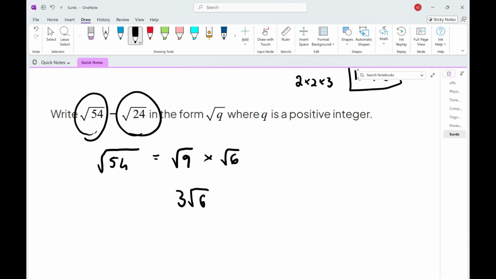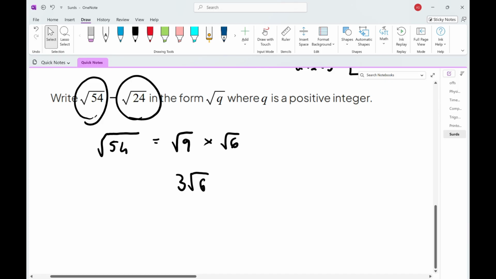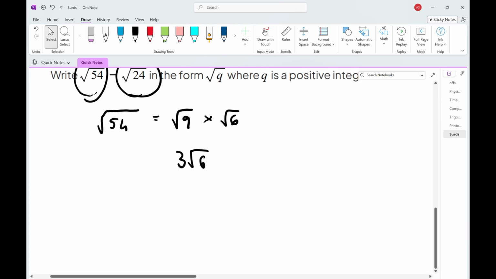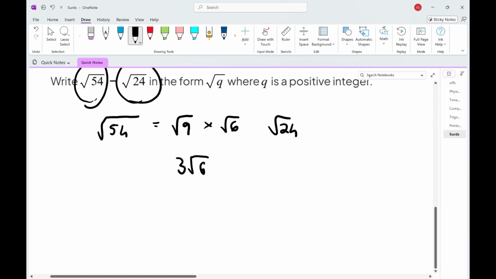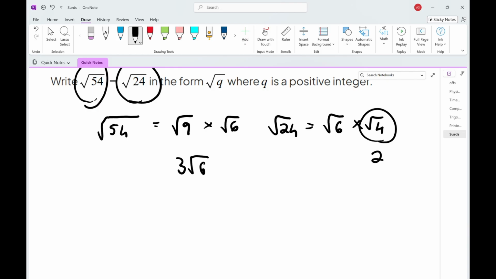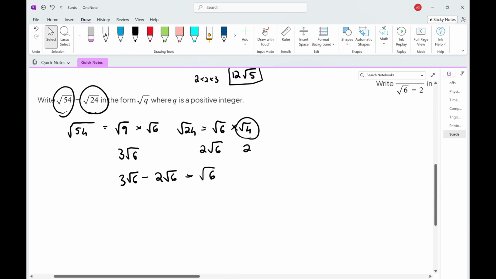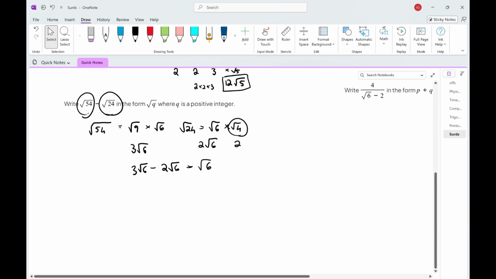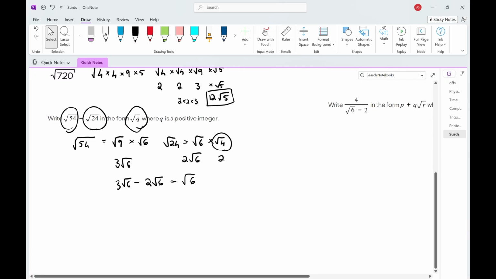Now we'll do 24. What can we divide 24 by? 24 divided by 4 is 6. So root 24 is equal to root 6 times root 4. What do we have here again? Root 4 turned into a 2. So root 24 will be equal to 2 root 6. What did we learn about earlier? 3 root 6 minus 2 root 6 will give us root 6. And that's our final answer in this form, where q is a positive integer.